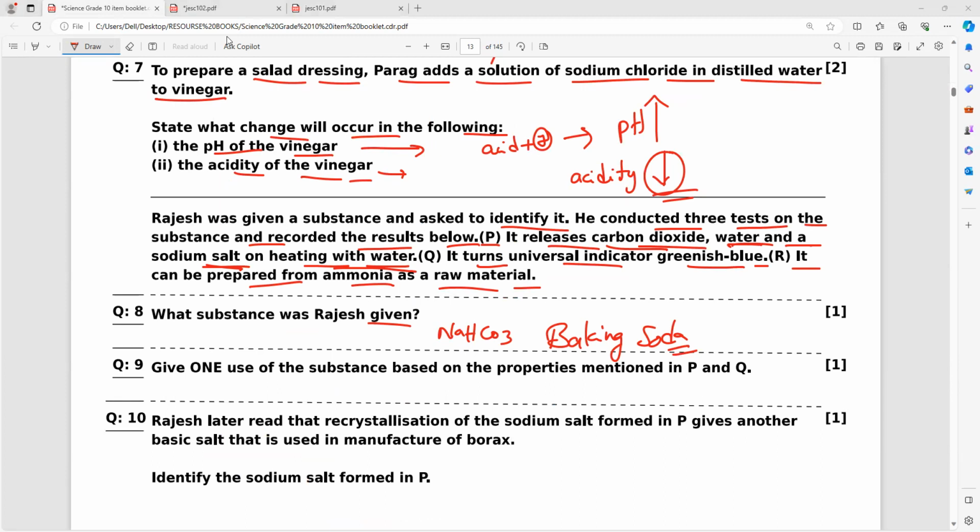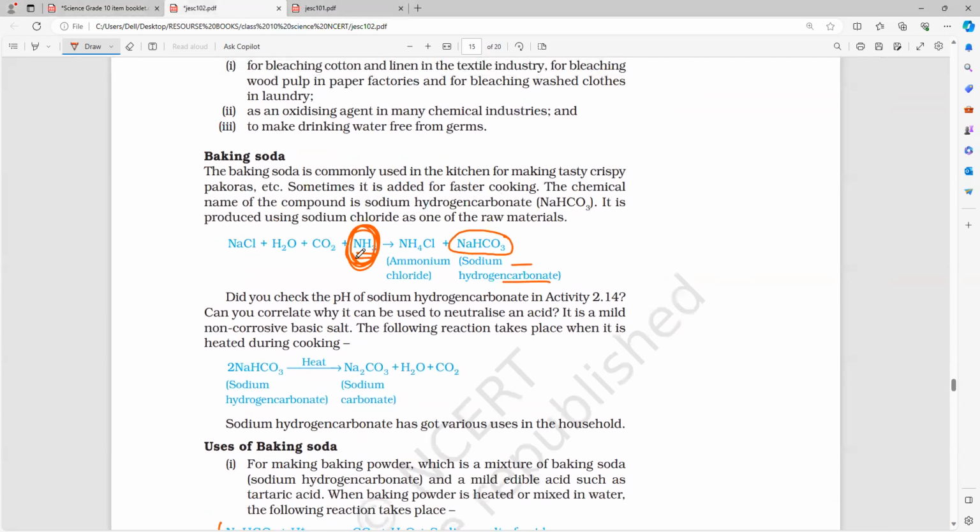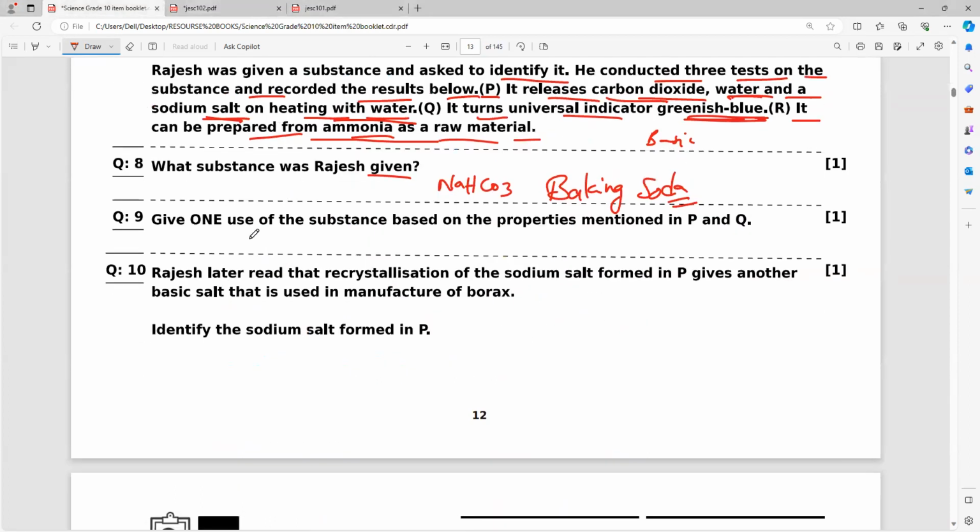So next, the second one: it turns universal indicator greenish blue. It is basic in nature. Am I right? Sodium hydrogen carbonate, what is the nature? Basic or acidic in nature? It is basic in nature. That is what you have to remember. Or else it can be prepared from ammonia as a raw material. So with ammonia as a raw material, you have only one equation. So I'm expecting everybody can do it. Okay, so please make it. Next, give one use of the substance based on the properties mentioned in P and Q. What is the use?